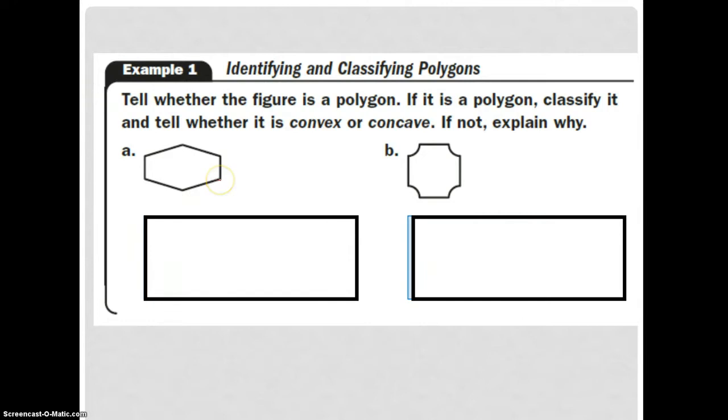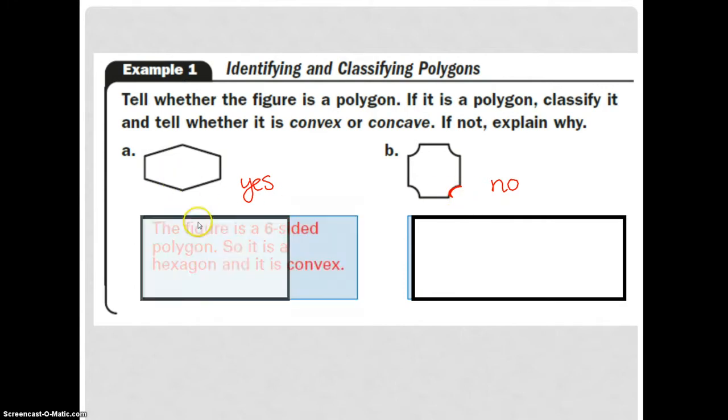In example 1, we are telling whether the figure is a polygon. If it is a polygon, classify it and tell whether it's convex or concave. If not, explain why. Let's first talk about, is it a polygon? Part A, you should have said yes, it's a polygon. B is not a polygon. Why is it not? Because of the curve.